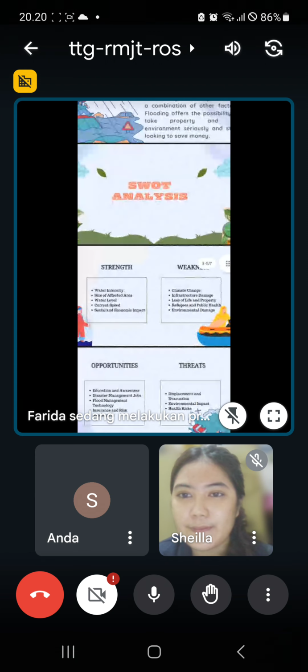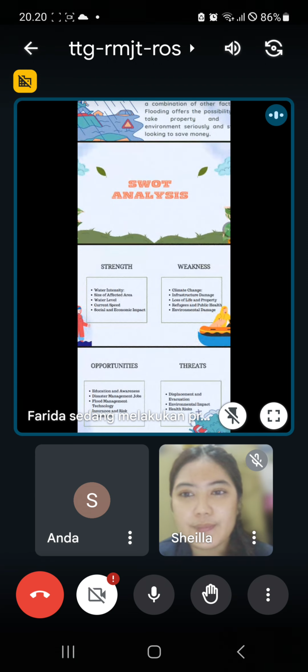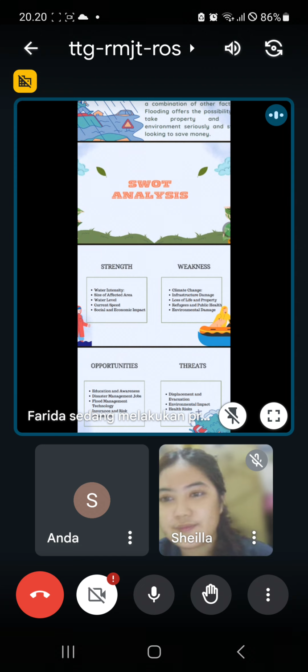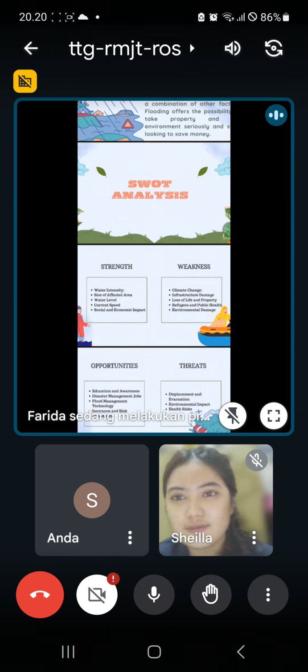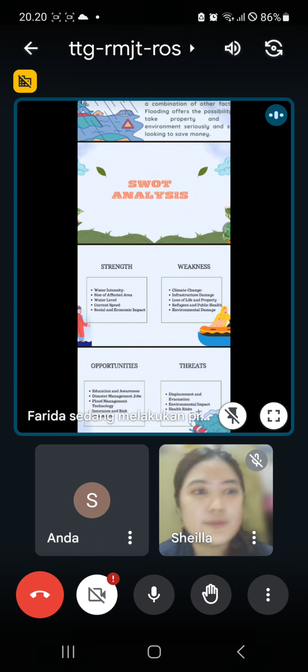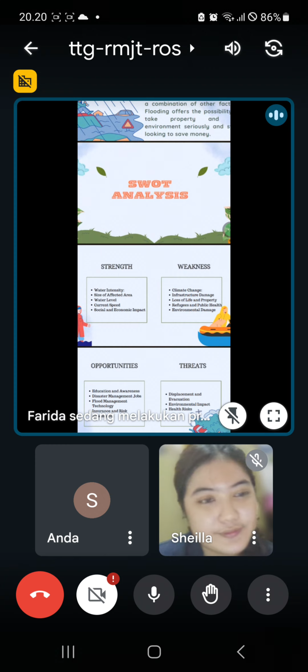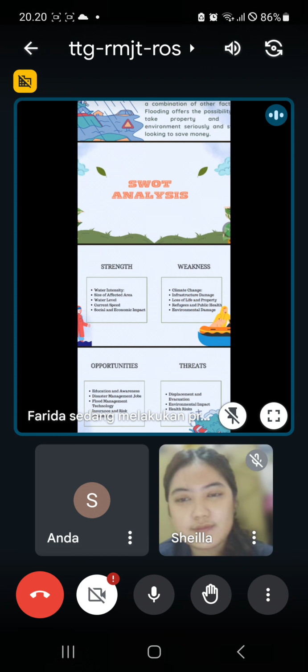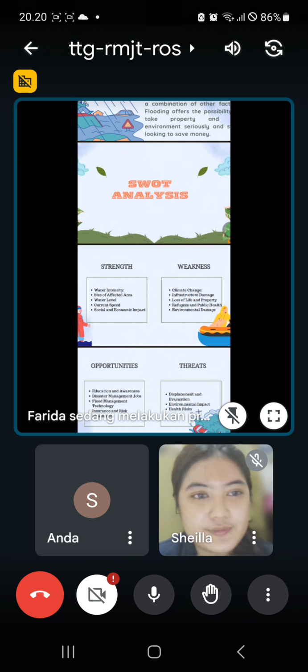Here is the SWOT analysis of flooding. Strength. The SWOT analysis from strength, there are five. First is water intensity. Before we read the strengths, the strength of flooding is primarily related to the intensity of the water and its impact on the environment and society.